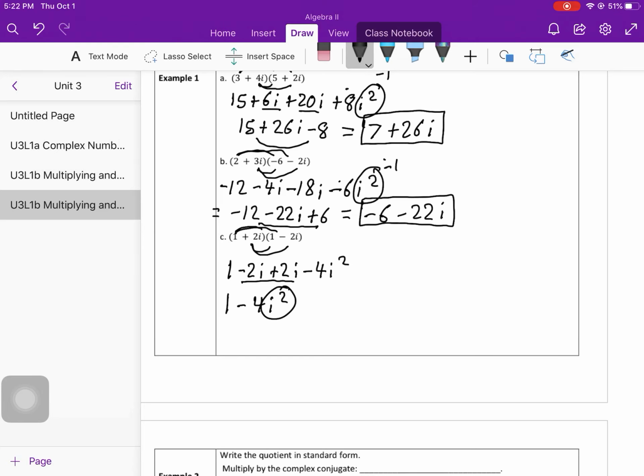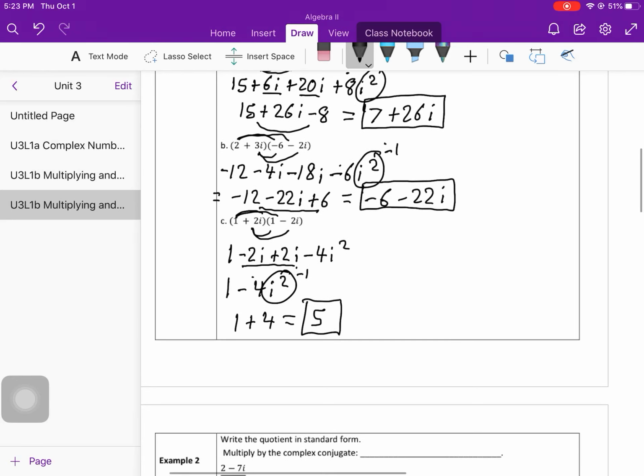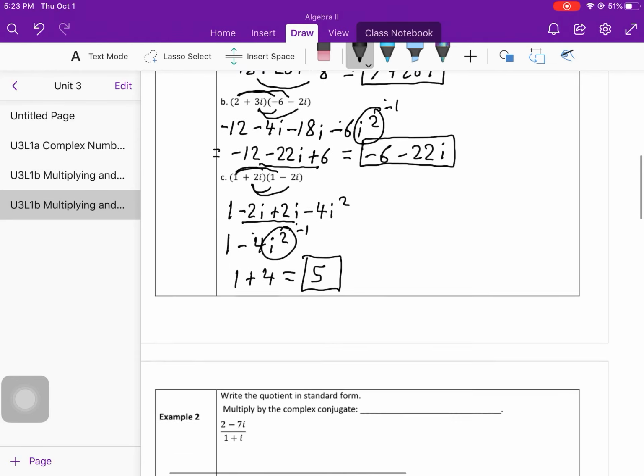But remember, i squared is just the same thing as -1. So we get 1 plus 4, because these two would multiply and change their signs, which ends up being 5. So oddly enough, even though we were multiplying with complex numbers, we ended up with a real answer, which is just 5. So that will happen.